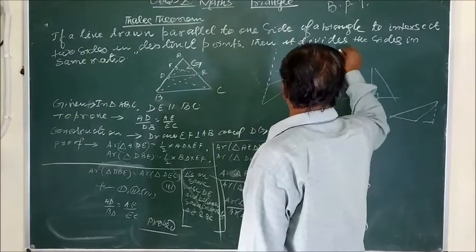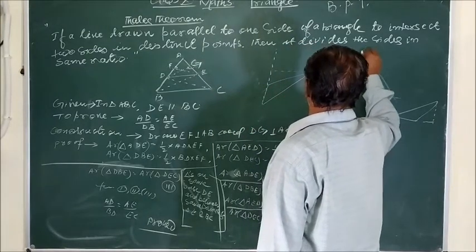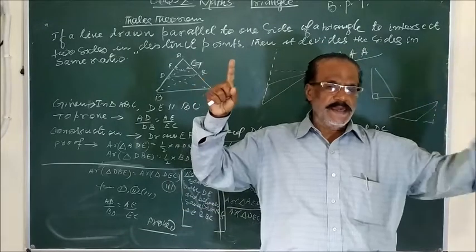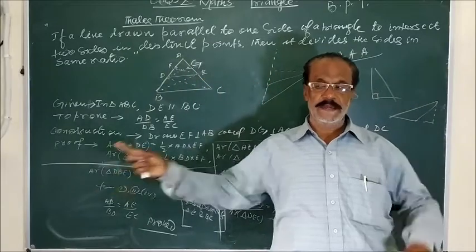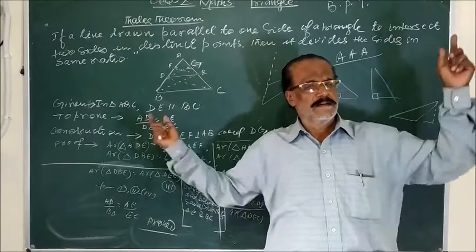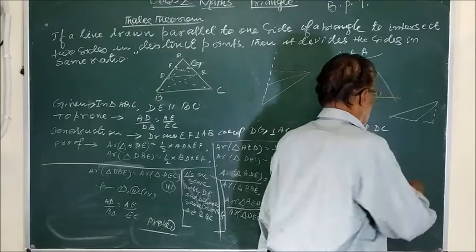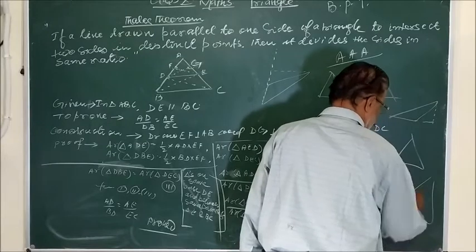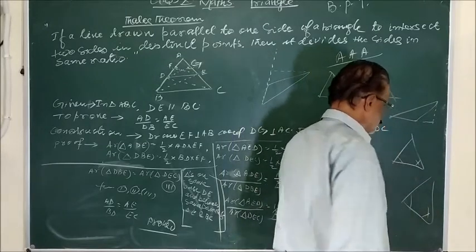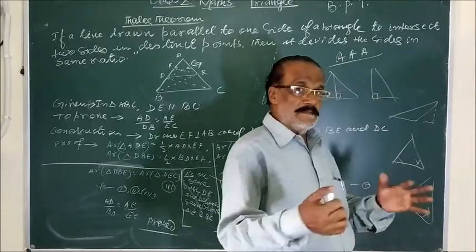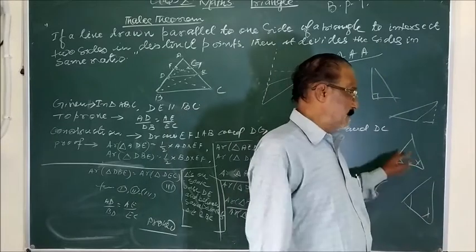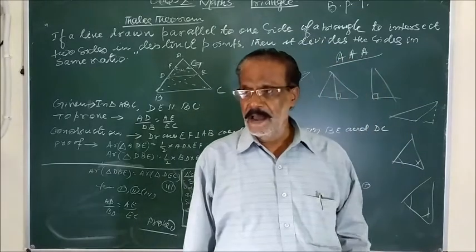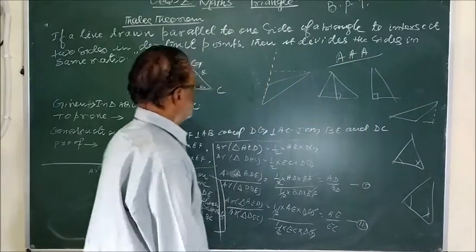So if triangles are similar, we call this AAA similarity: in two triangles, if three angles of one triangle are equal to three angles of the other triangle, the triangles will be similar. But in two triangles, if we prove two angles equal, automatically the third angle will be equal, because the sum of interior angles of a triangle is 180 degrees, and therefore the triangles are similar.